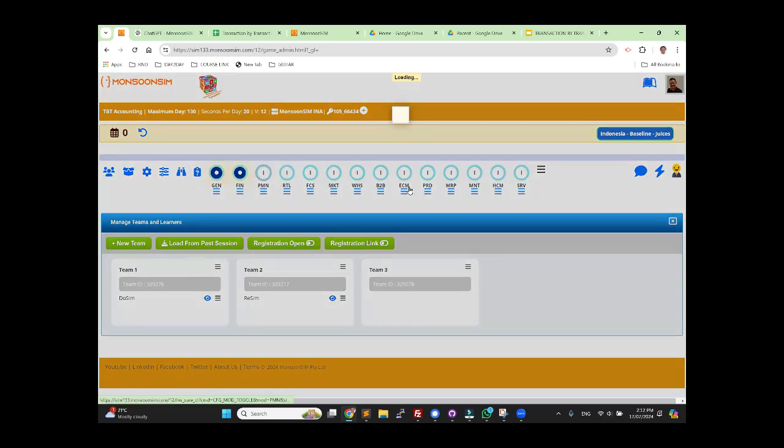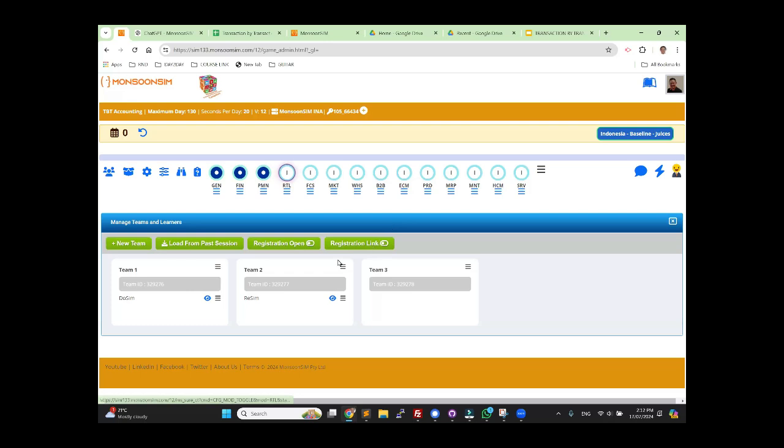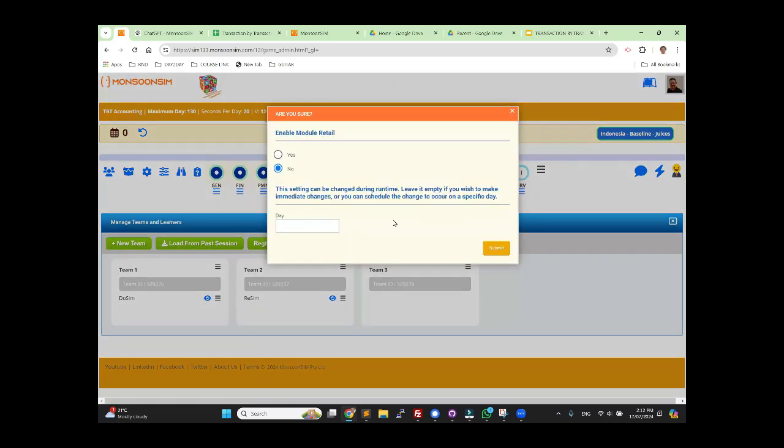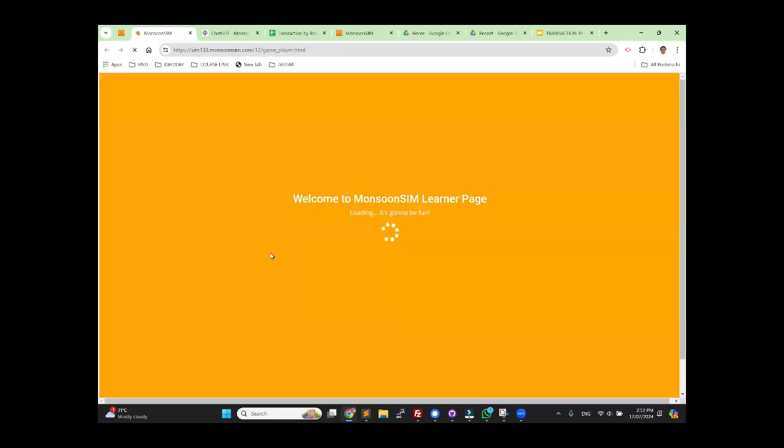First of all, I'm going to turn on procurement, which is very much needed, and I'm going to use retail to show you something. Okay, so I have finance, procurement, retail turned on. I'm going to select one of these people, click on their screen and open up their screen. The reason why I'm doing this is I'm going to do transactions on their behalf.